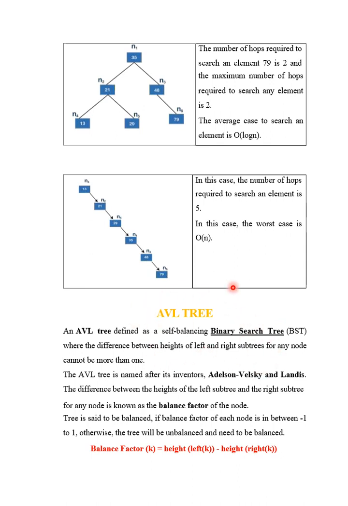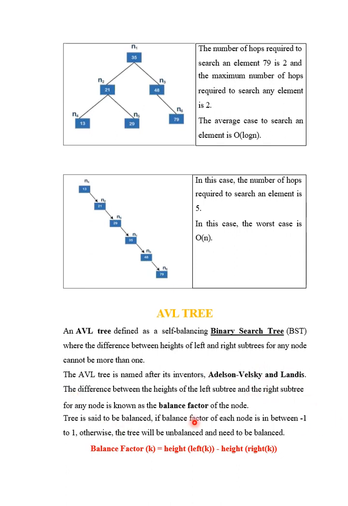That is the AVL tree. An AVL tree is nothing but a self-balancing binary search tree where the difference between the height of the left and the height of the right subtree of any node cannot be more than 1. So the main rule behind the AVL tree is that the difference between the height of the left subtree and the height of the right subtree cannot be more than 1. It was invented by Adelson-Velsky and Landis, so the name comes from the first letters A, V and L. It is named after its inventors, AVL.